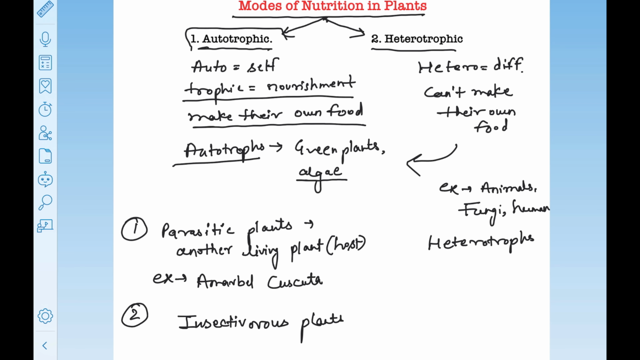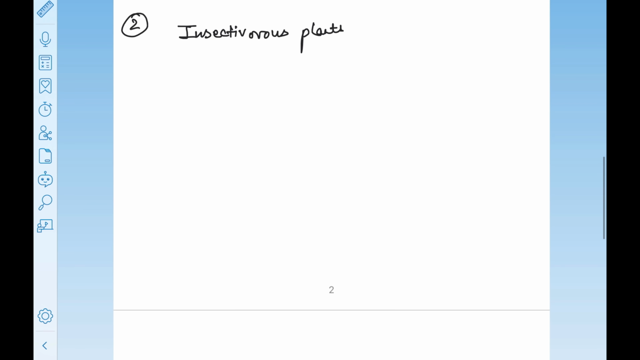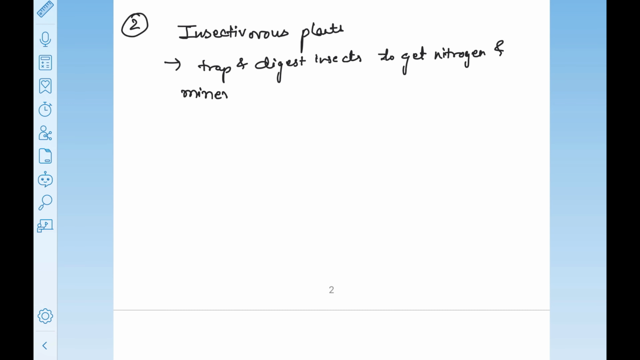So second one are insectivorous plants. What are insectivorous plants? These plants trap and digest insects, okay, to get nitrogen and minerals. And most common examples are pitcher plant and Venus flytrap.